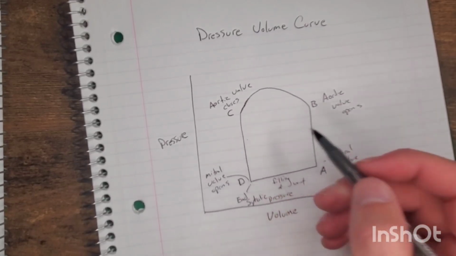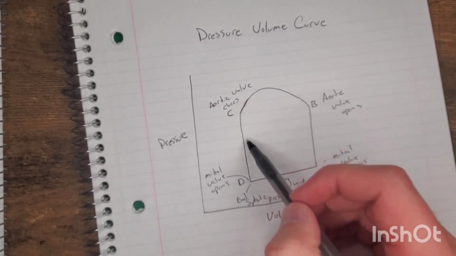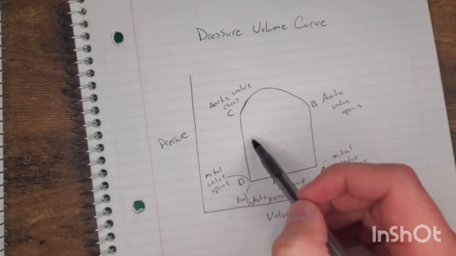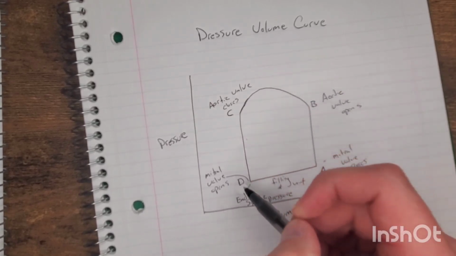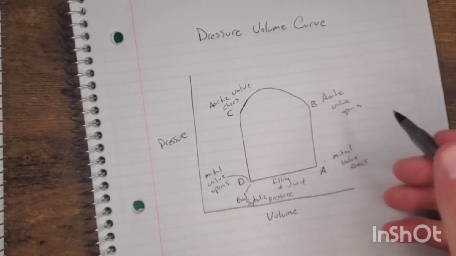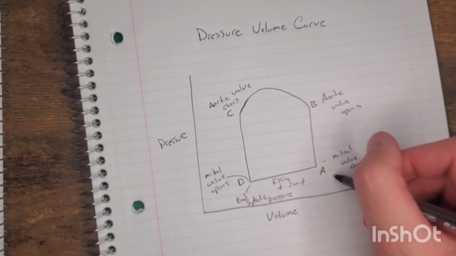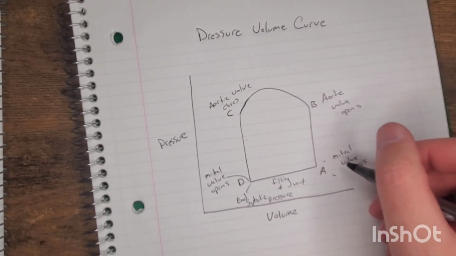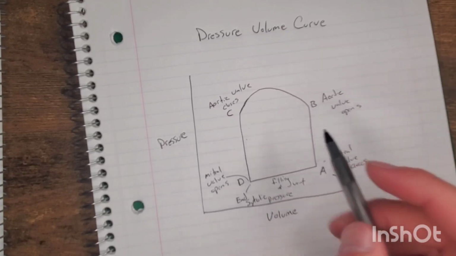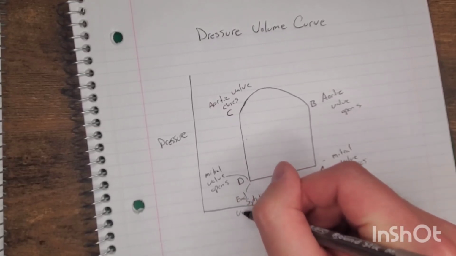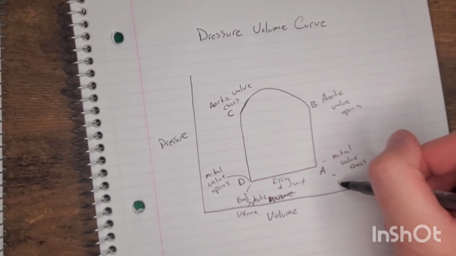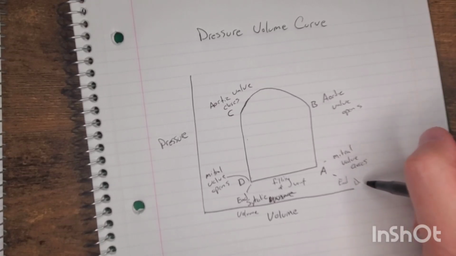This in between here, you can think, so this is going to be our end systolic pressure right here, and our end diastolic pressure is going to be right here. Sorry, this is going to be your end diastolic. This is going to be your end diastolic volume, end systolic volume, and diastolic volume.